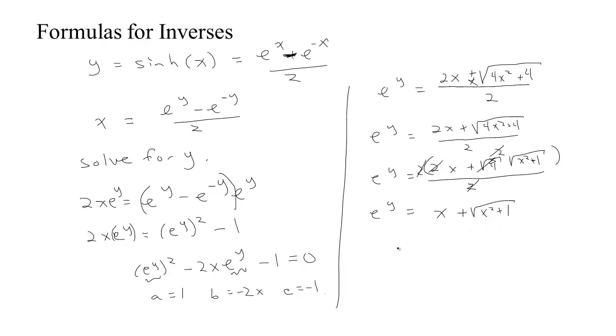So we can find y by taking the natural log of both sides. y would be the natural log of x plus the square root of x squared plus 1. Okay, so what we've done here is we've switched the inputs and outputs and got a formula for the arcsinh. The arcsinh of x is ln of x plus the square root of x squared plus 1.